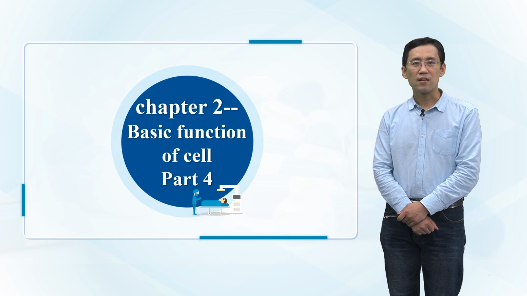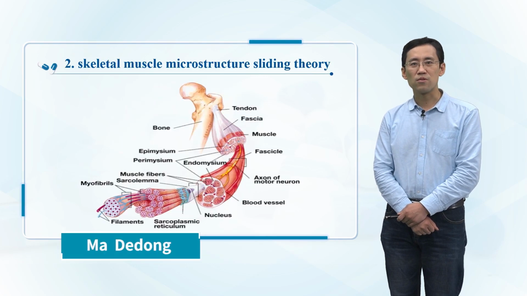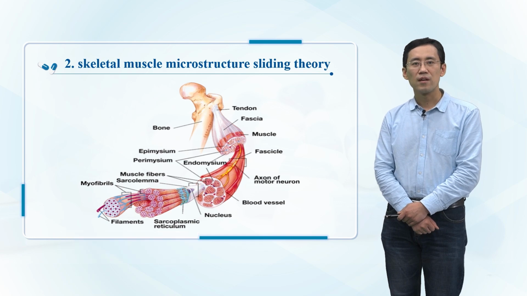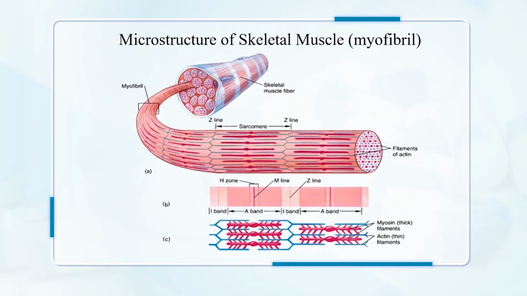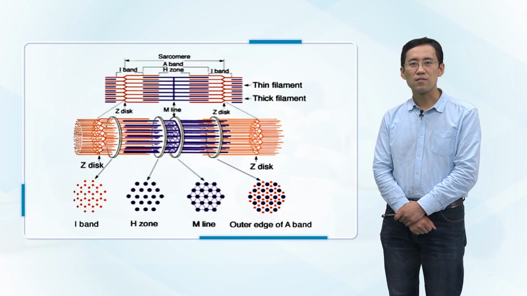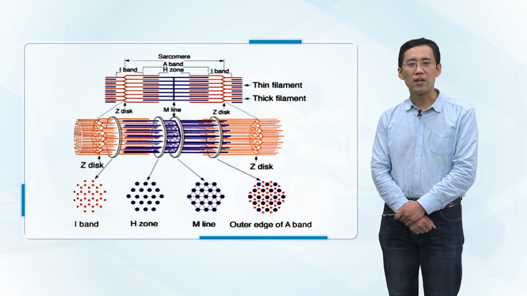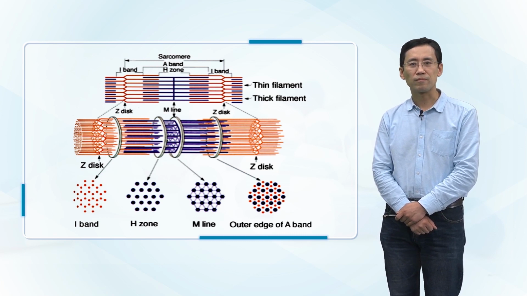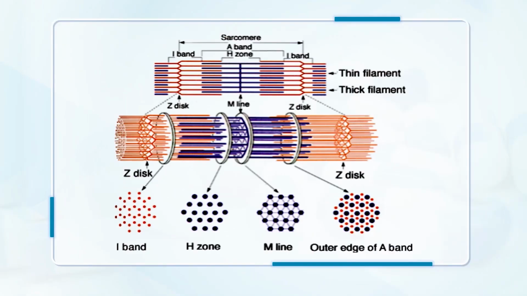Now we'll discuss the skeletal muscle microstructure sliding theory. For the microstructure of skeletal muscle, also called myofibril, there are some key points. And for the enlarged one, there are a few very key structures that include thin filament and thick filament. For the cross-section, there are I band, H zone, M zone, and the outer edge of A band.